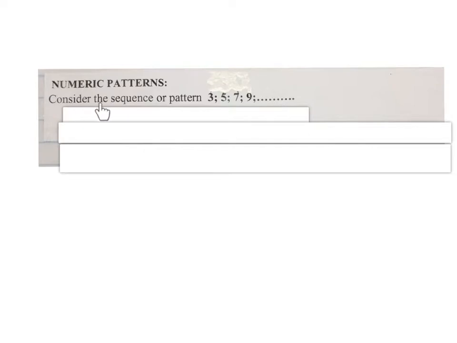We say consider the sequence or pattern 3; 5; 7; 9; and so on. These dots mean go on forever. We put semicolons between numbers in maths if we want to break them loose from each other. Another word for a pattern like this is a sequence. Each number in the sequence is called a term. Another word you must learn. So that is your term 1, term 2, term 3, term 4.